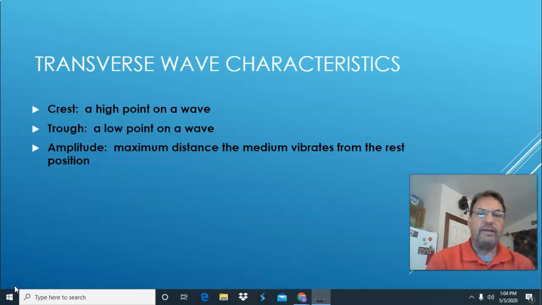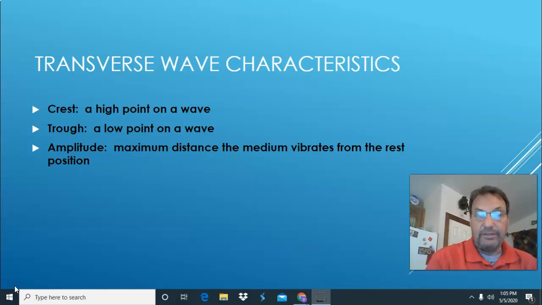A transverse wave has certain characteristics. Now, keep in mind, these are the waves that move up and down, and then the wave is traveling at a right angle. The wave is going to have a high point, and that high point is called a crest, and I believe all of you know that. And then the low point of the wave is called the trough.